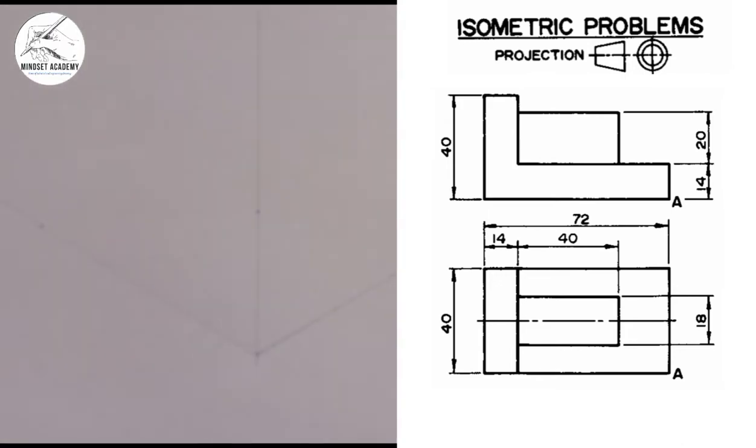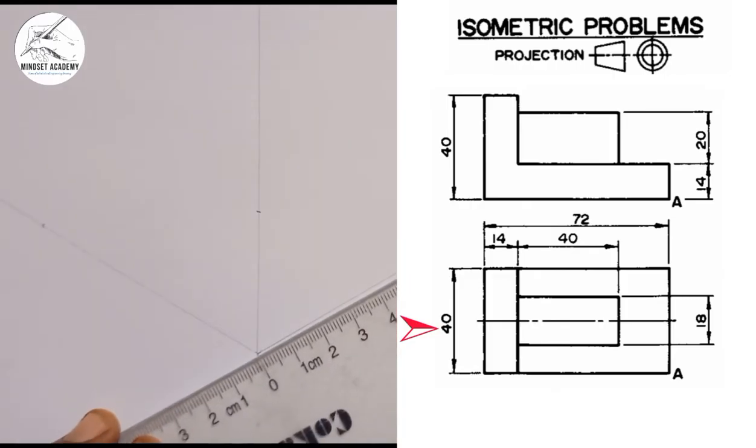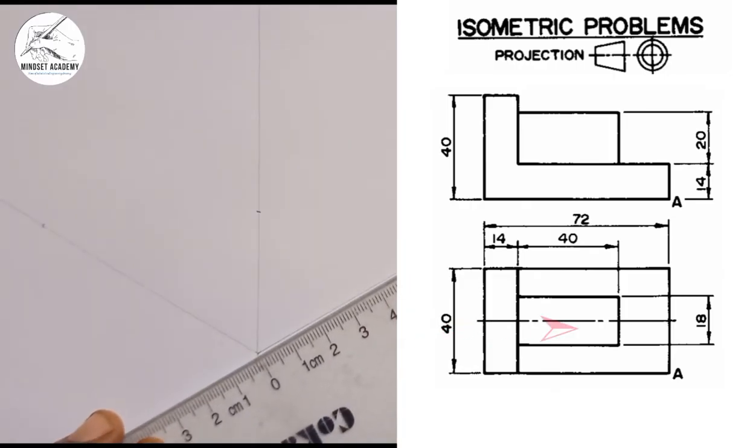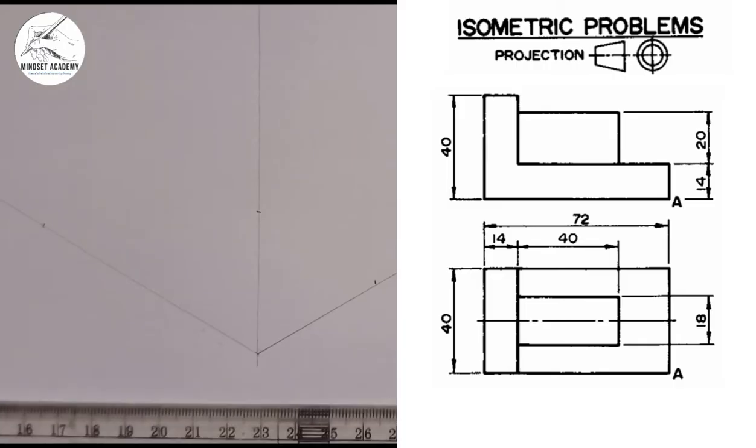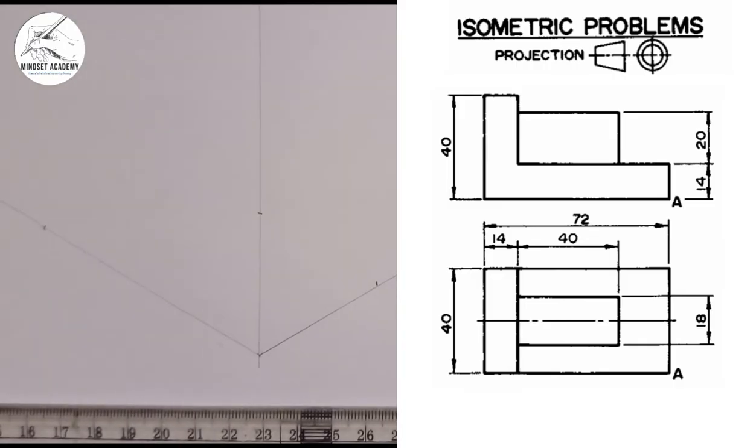And the width here is given to be, let's see, 40 also. So I'm going to measure 40. So from 0 we have 40 here. So I will now project these points. I'll project them upward with the help of my t-square and my set square. So this will be going up.